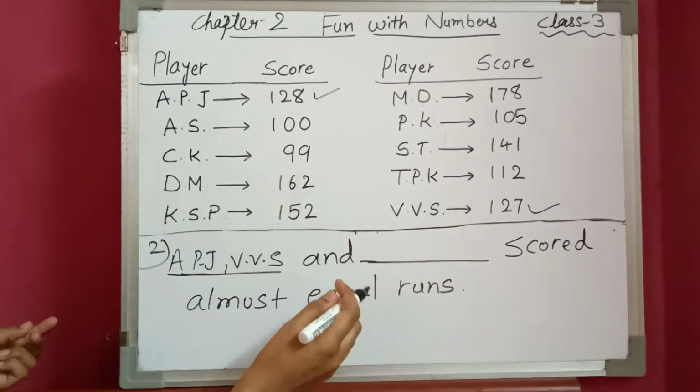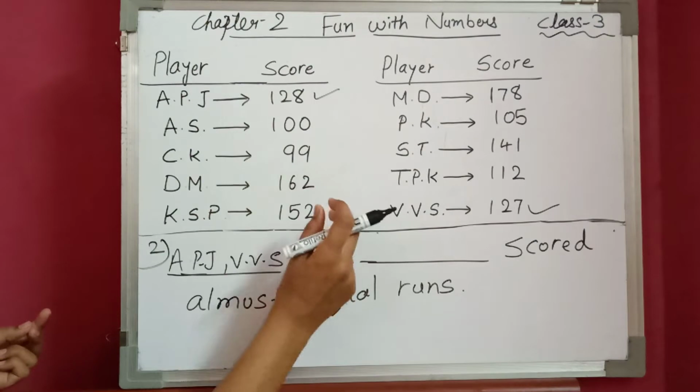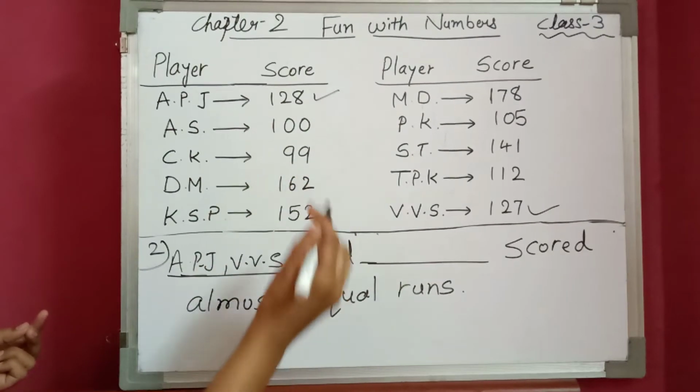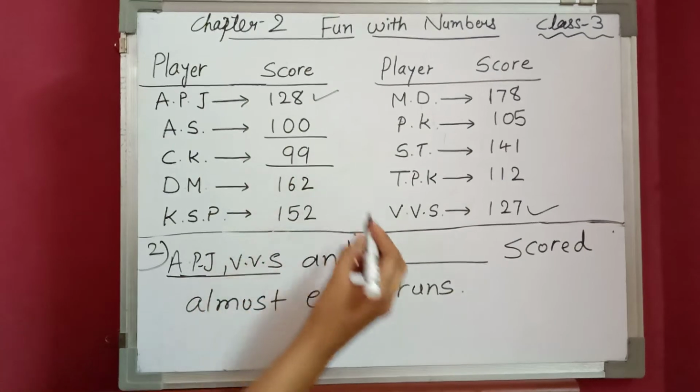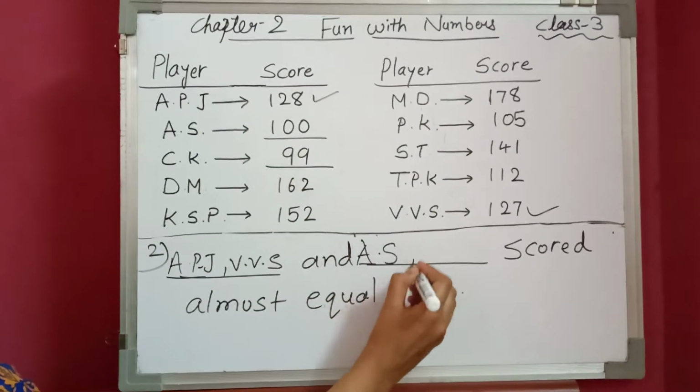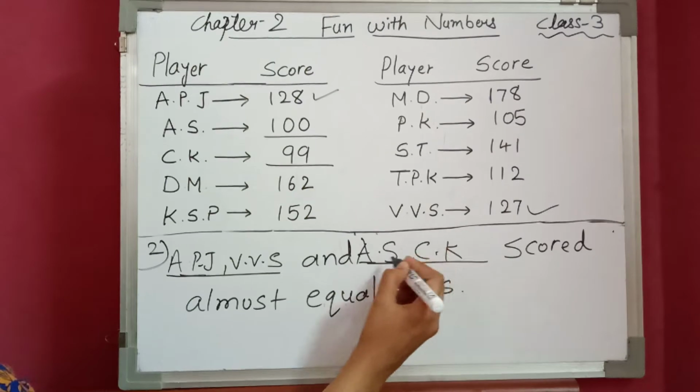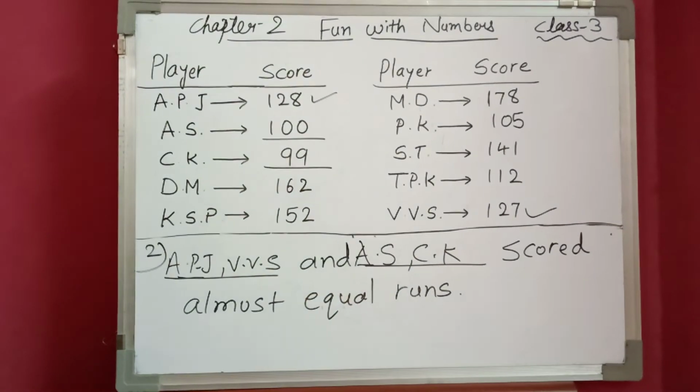See another answer in this table, which two runs are almost equal? So see, 100 runs and 99 are almost equal. So here we write the names AS and CK. These two players also scored almost equal runs.